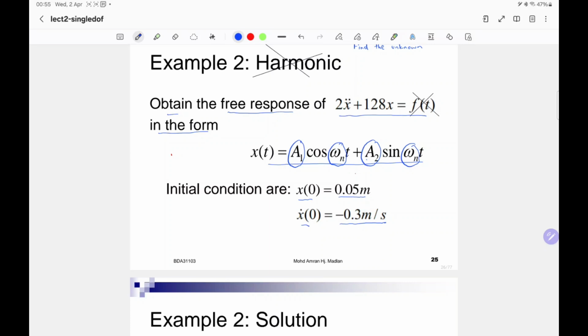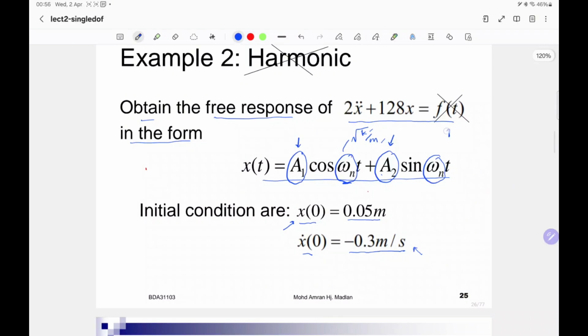We have looked at this in our previous lecture. To find A1, we can use the first initial condition, and to find A2, we can use the second initial condition. And how do we determine omega n? Omega n is actually square root k over m. But if you look at the question, it doesn't give you directly the k and m values. So how are you going to determine the natural frequency? Actually the information is there, it's just that it doesn't give you directly.